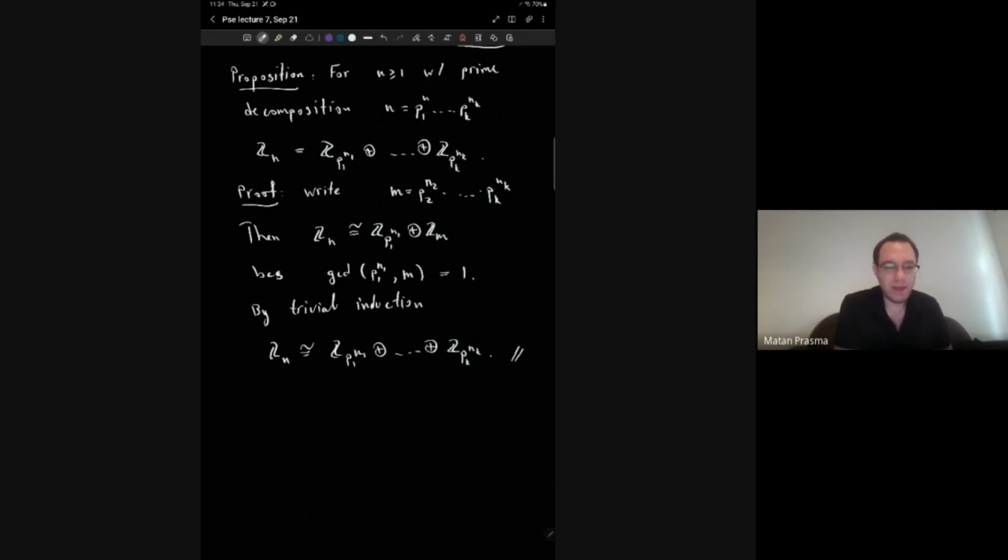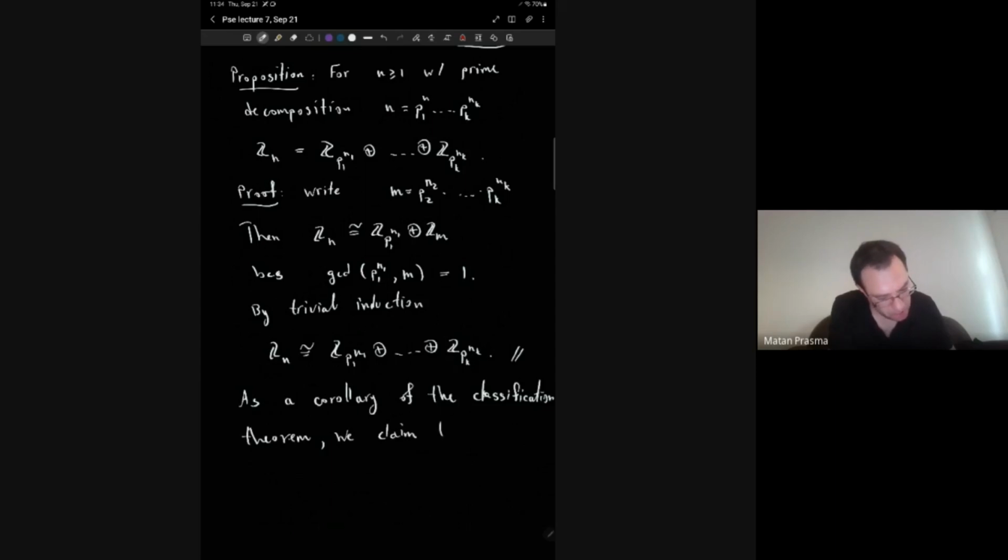And the next thing I want to talk about is a nice corollary of the classification theory. So as a corollary of the classification theory, we claim that finite abelian groups admit the converse of Lagrange's theorem.